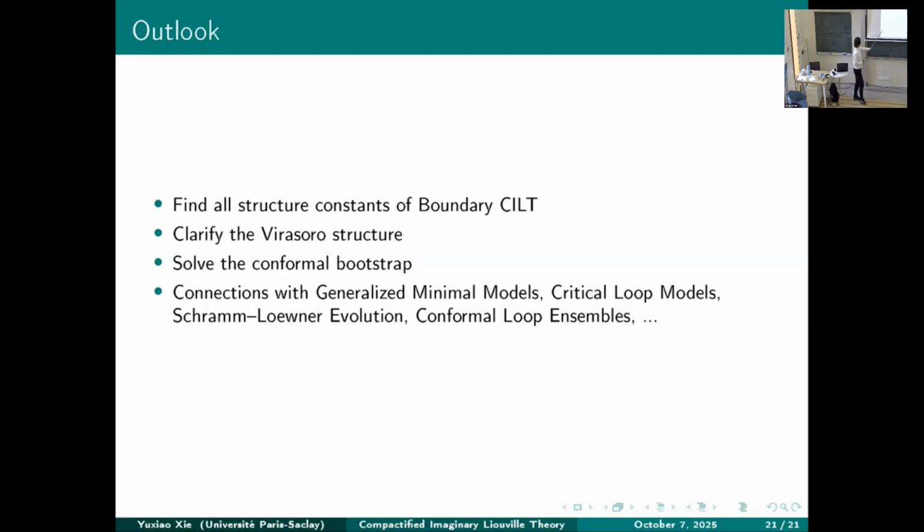And then, as I said, we expect connections with, for example, generalized minimal models, because they're not going to be minimal models because they're logarithmic, but there might be relations with generalized minimal models, and there could also be relations with statistical mechanics models like critical loop models or the conformal loop ensembles, which I just mentioned, and also the SLE, the Schramm-Loewner evolution. And that concludes my talk.